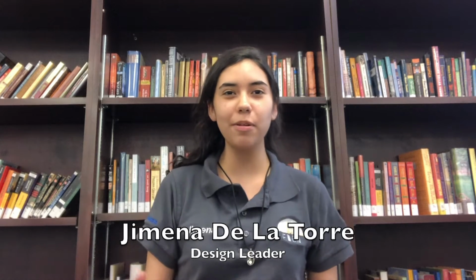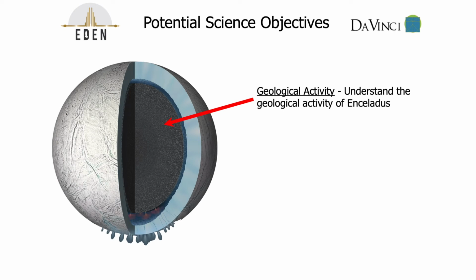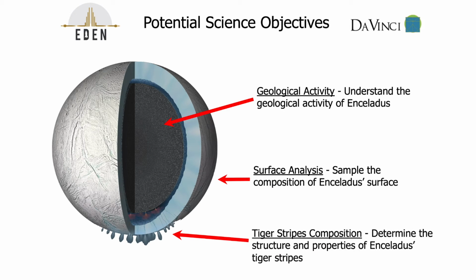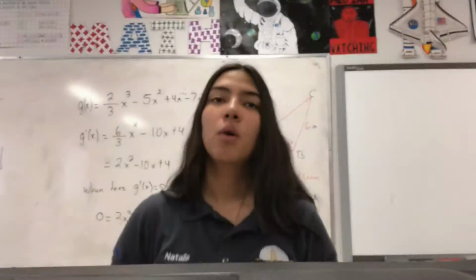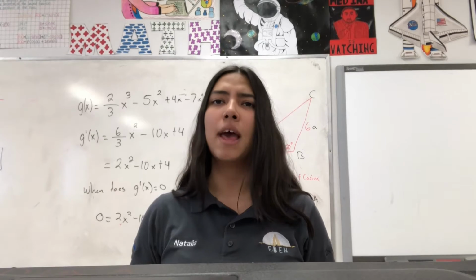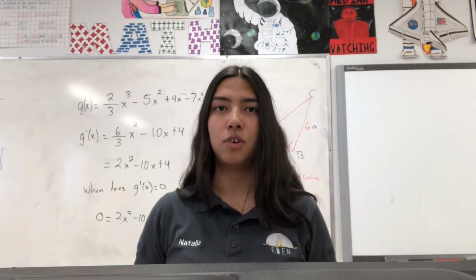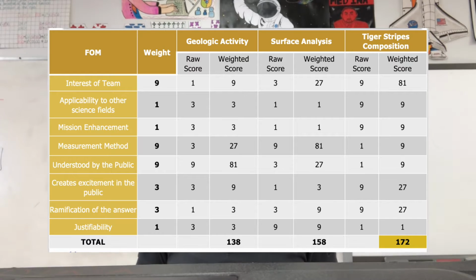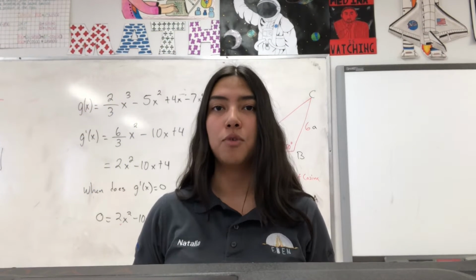When starting InSPIRESS, we had to come up with a science objective, and there were many options to choose from. One of the 3 main options that we were interested in was geologic activity, surface analysis, and tiger stripes composition. This was obviously one of the main problems since we had to choose something. However, we also came up with a solution, and one of my teammates, Natalia Figueroa, will say more about it. We solved this problem with the UAH decision matrix. We used factors like interest of team, mission enhancement, and public understanding. Our team used a decision matrix to establish a verdict, which would essentially define the entire project. It helped us evaluate the best option according to the team.